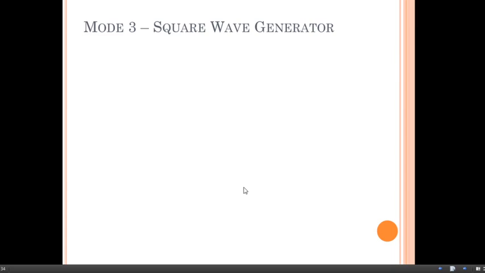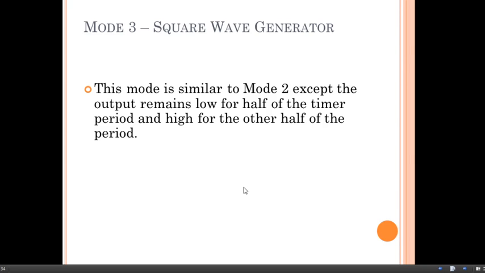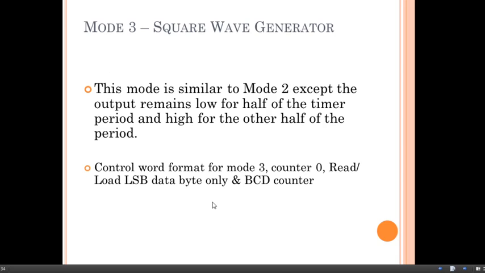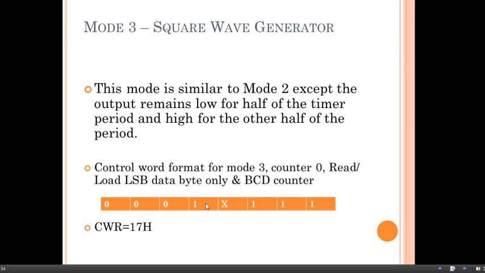Next is mode 3, that is square wave generator. This mode is similar to mode 2, except the output remains low for half of the timer period and high for half of the timer period. This is so because we want the square wave. Control word format for mode 3: counter 0, read/load LSB data byte and BCD counter. The control word register value we get is equal to 17H.